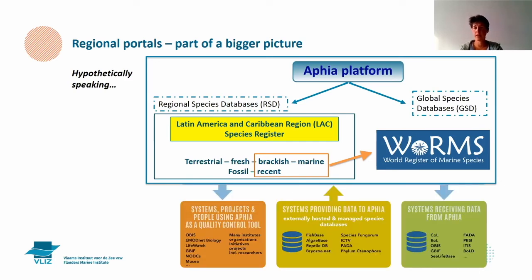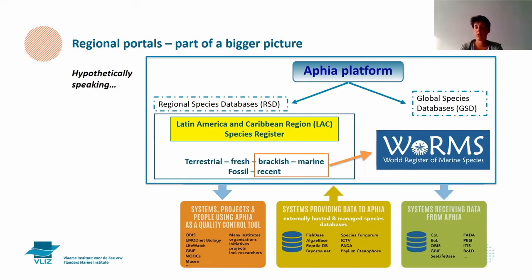Now, this is within the Aphia platform. What also happens is that the Aphia platform has a lot of connections outside of Aphia and outside of our institute. So if you look at the bottom left, there's, for example, a lot of systems, projects, and people that are using the content of Aphia as a quality control tool. For example, OBIS, the Ocean Biodiversity Information System on a global level. Also, GBIF receives a copy of our taxonomy, so they also make use of that.